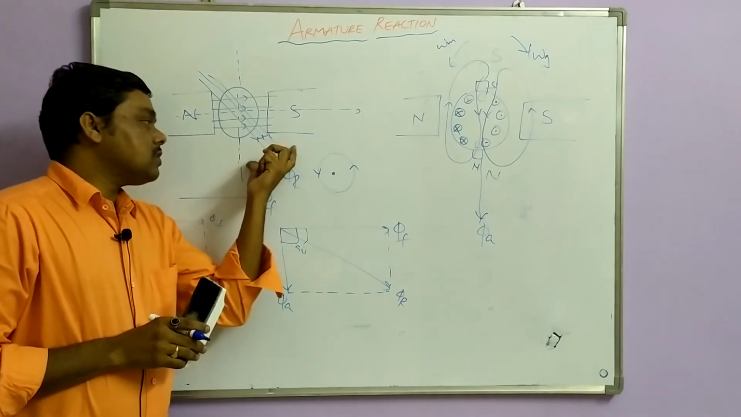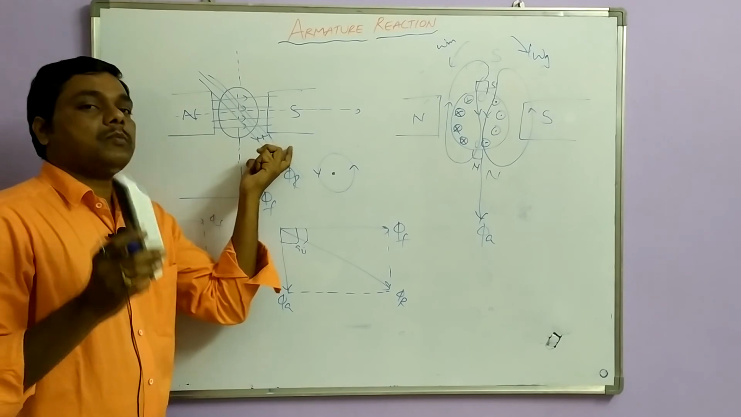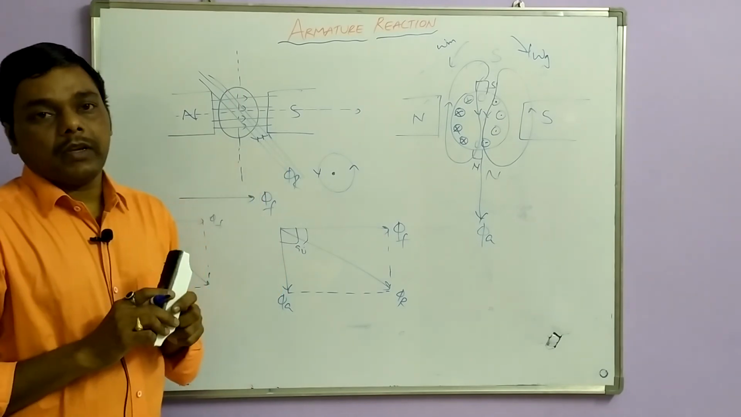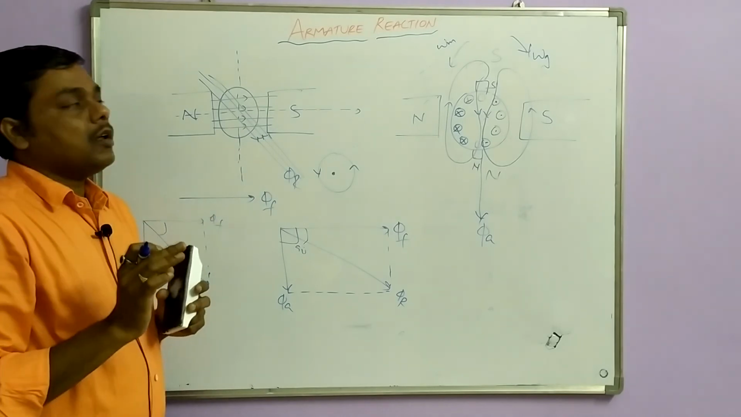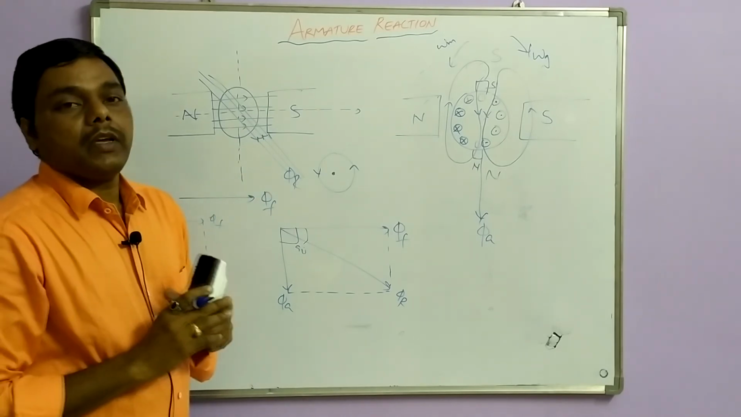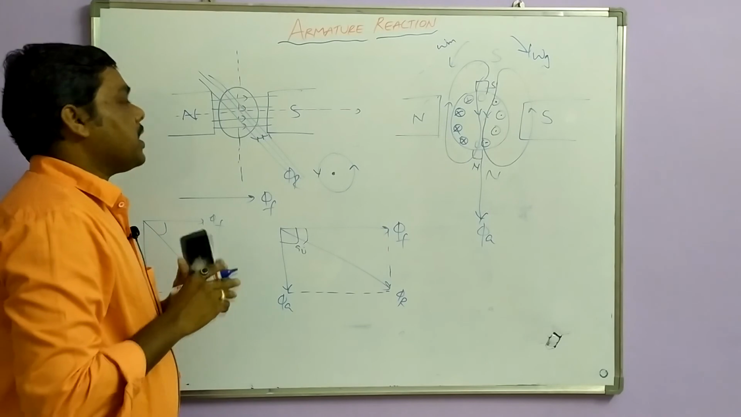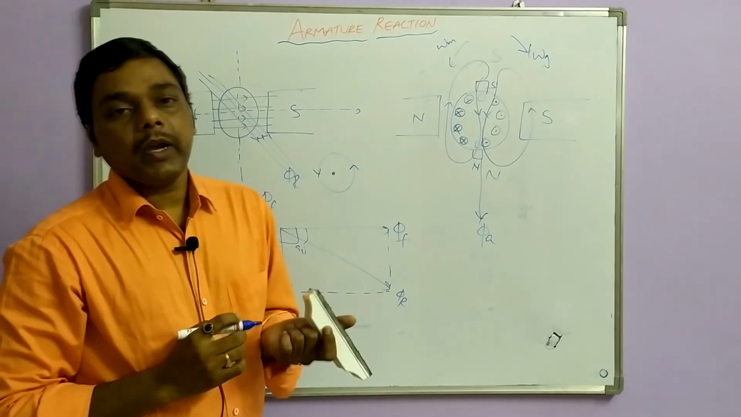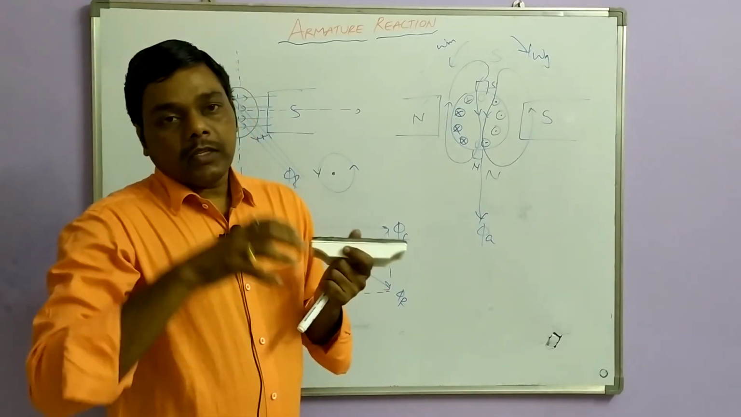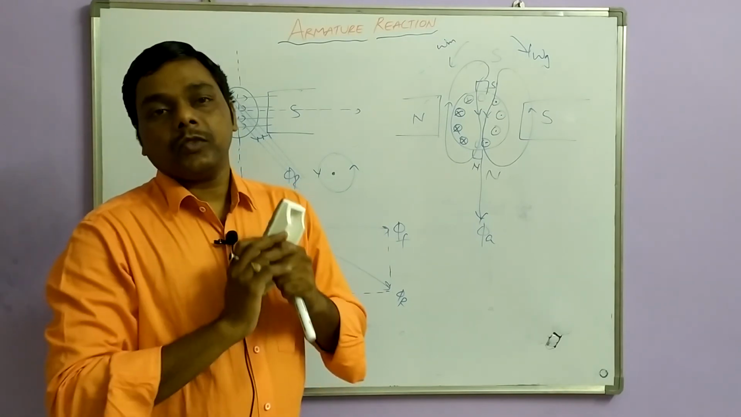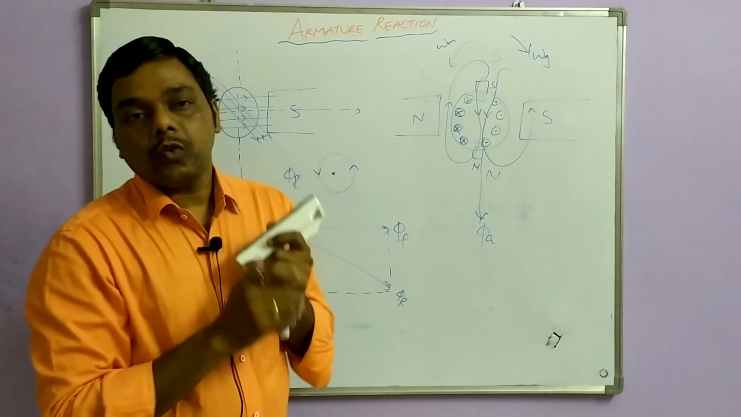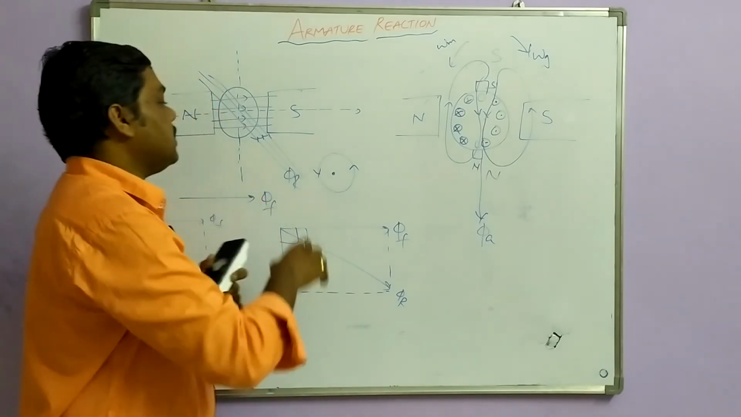Now if this is the resultant flux, we will have some condition for GNA and MNA. GNA is always a physical distance, and it is fixed. But what about MNA? Is there any change in MNA, the magnetically neutral axis? What is meant by MNA? That is the axis of commutation, and the conductors in MNA don't have any current, so there is no induced EMF. You can see here.